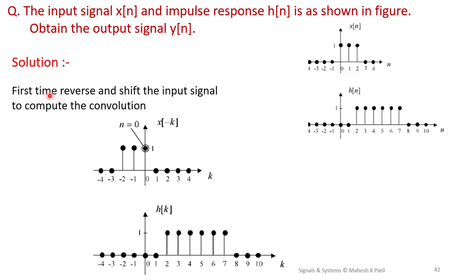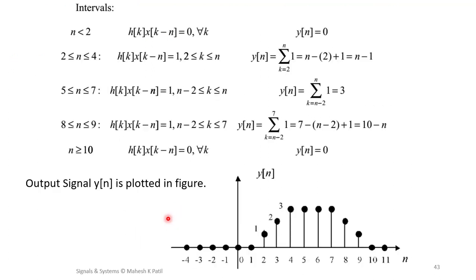So solution: first time reverse and shift the input signal to compute the convolution. So first we'll replace n by k, and we'll shift that, so that we'll get here x of minus k. If you observe here x of minus k, it is from 0 to minus 2. Similarly h of k is written here. Simply instead of n, k is written here. So this is the h of k signal.